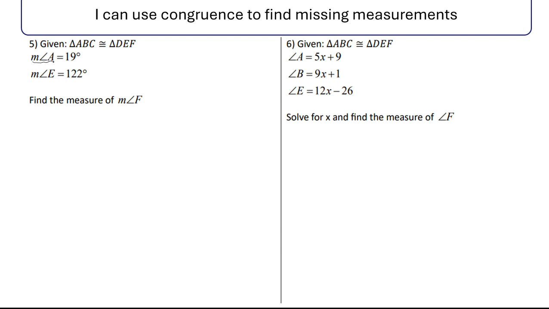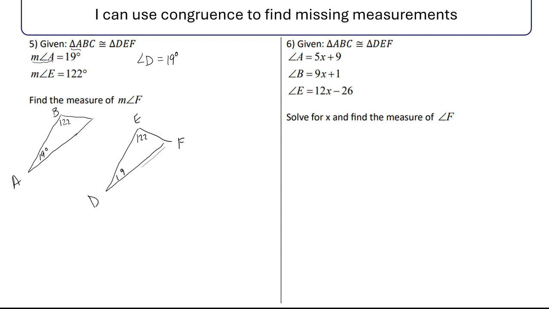So if I know the measure of angle A is 19, I'm going to go ahead and draw a picture of what that might look like. A is about 19 degrees. Then I know that angle D is also 19 degrees. So I'll draw a picture of that. And then angle E is 122 degrees. So I know that angle B would be 122 degrees. And it asks me to find the measure of angle F.